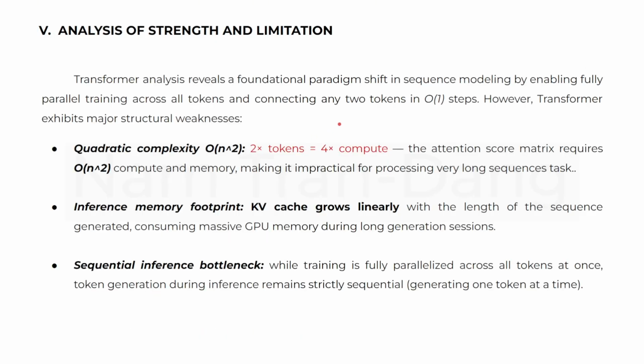After we discuss the transformer model, now we move to the strengths and limitations. The transformer is a foundational paradigm shift for sequence modeling by enabling fully parallel training across all the tokens and connecting any two tokens in just one step. But transformers still have really big structural weaknesses. Although this is the foundation and the breakthrough for AI, we still see there are really big weaknesses. The first is quadratic complexity, like I mentioned before.